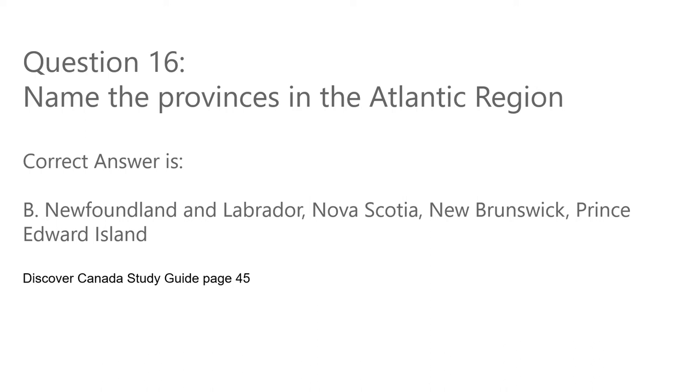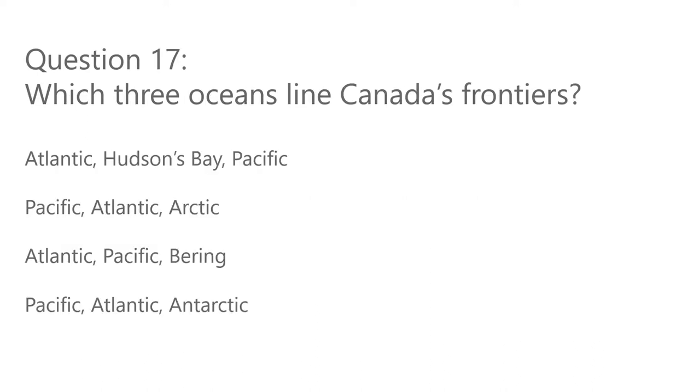Discover Canada Study Guide, page 45. Question 17. Which three oceans line Canada's frontiers? Atlantic, Hudson's Bay, Pacific. Pacific, Atlantic, Arctic. Atlantic, Pacific, Bering. Pacific, Atlantic, Antarctic.